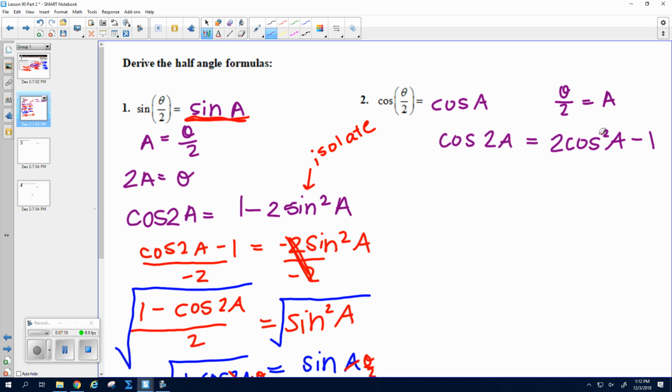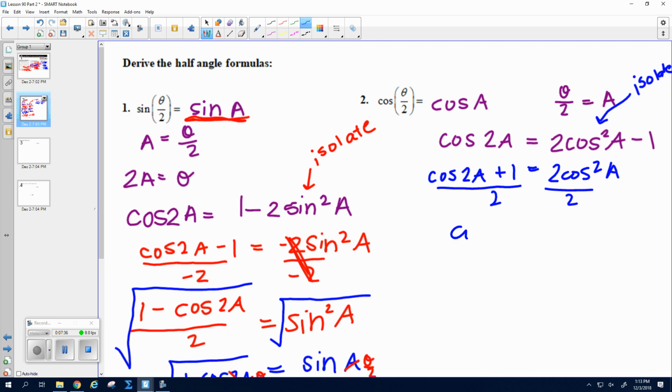And now I'm going to isolate cosine. So just like we isolated sine, now I want to isolate cosine because I'm solving for this cosine theta over 2 thing. So again, I'm isolating here, which means I'm going to add 1 first to the other side. And then I'm going to divide by 2 on both sides. And then I'm going to do what? Yep, just square root it. I want cosine by itself, so I'm going to square root it.